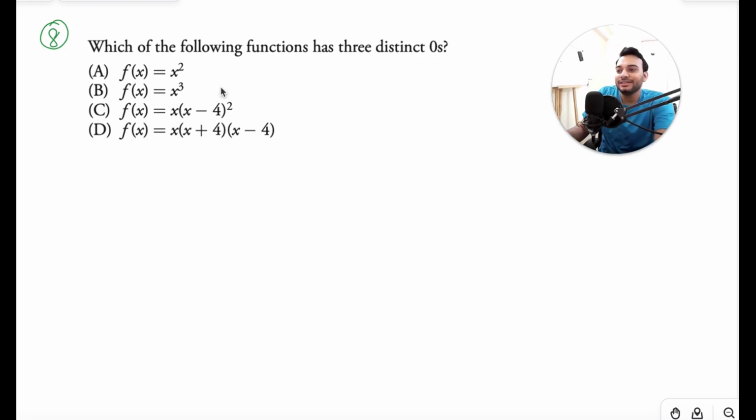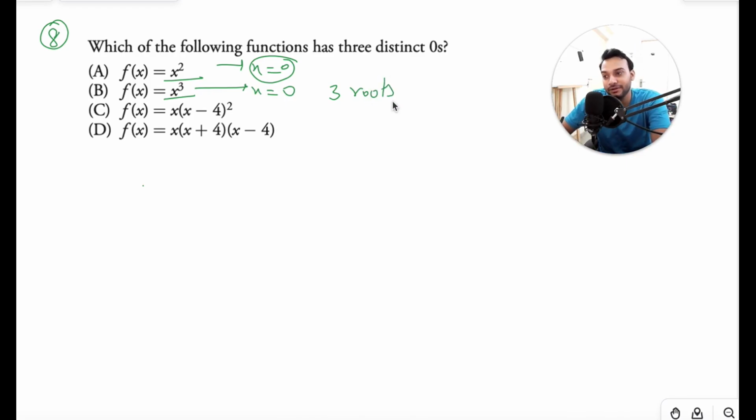So f(x) is equal to x squared. That means there would be 2 points where the function goes to 0, but if you solve for it, you get just x is equal to 0. That means a double root at x is equal to 0. x cubed is a triple root at x is equal to 0, 3 roots all at x is equal to 0. So these are not distinct roots.